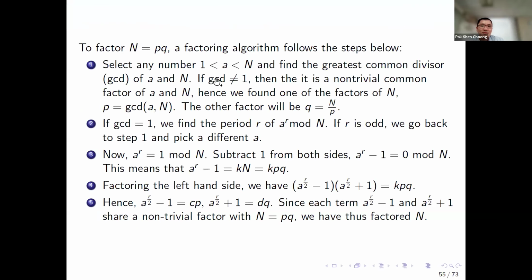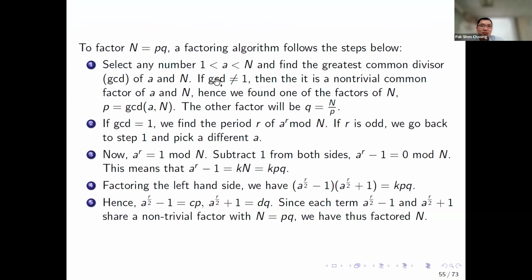So the first step is to identify your GCD. You need to make sure that the ones that you want to run the algorithm with have a GCD equal to 1. So that's the first requirement. Now if your GCD is equal to 1, then you try to find the period R of this number.